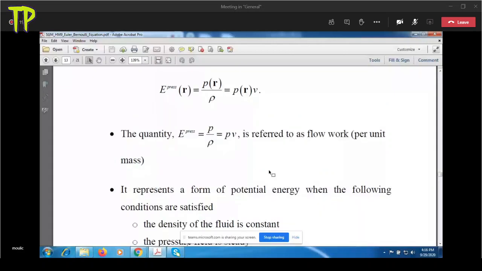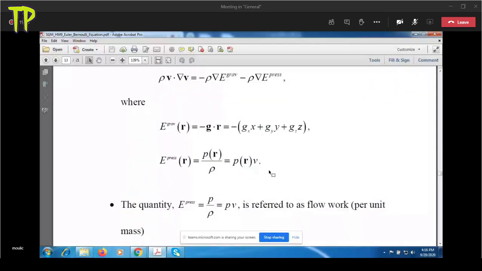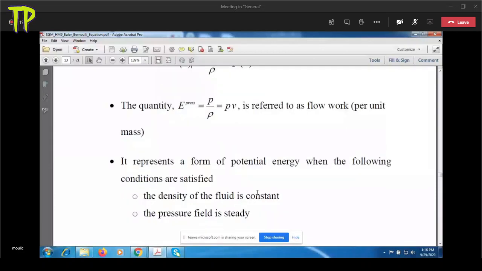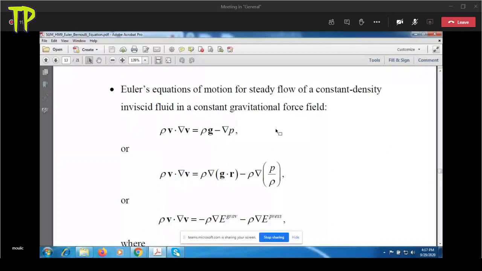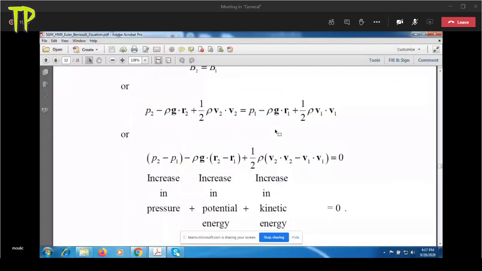But a word of caution: suppose the pressure field is unsteady, then it cannot be interpreted as an energy. Or if the density varies from point to point, then also you cannot do that. So talking about pressure energy might be misleading, but in this particular case, the work done against this pressure force gets stored in the form of energy and it can be recovered. So that you have the change in pressure plus the change in potential energy plus the change in kinetic energy is 0.